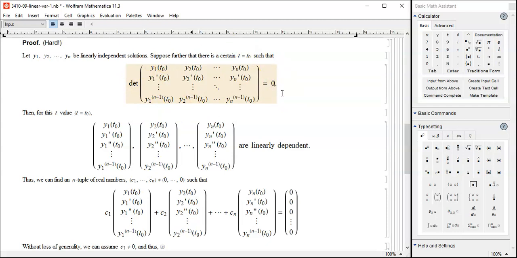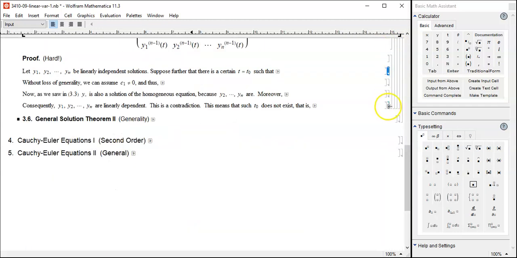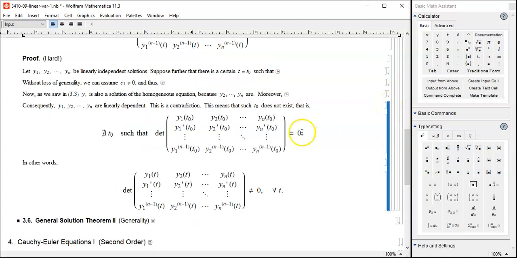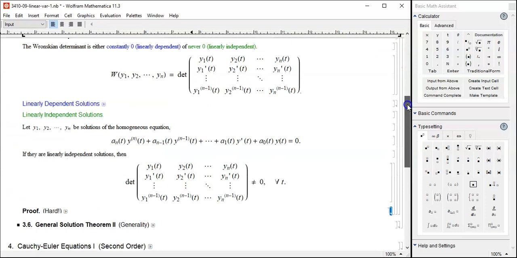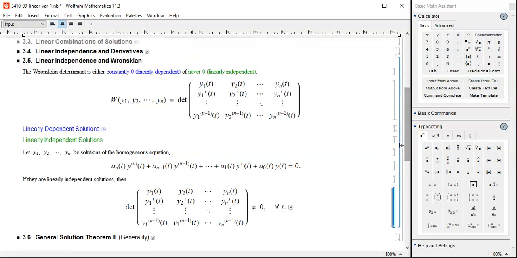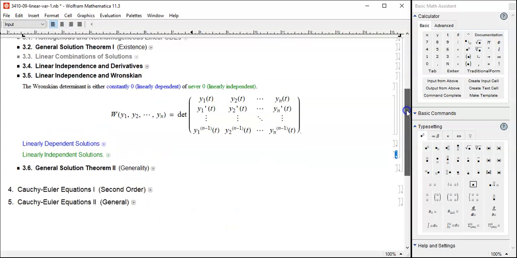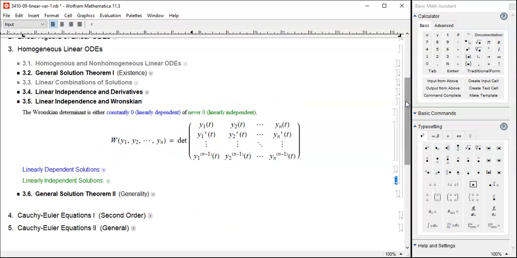Let's suppose there is a certain t0 so that the determinant is 0. Otherwise, we just use all that rigorous logic. So that's got to be false. So such t0 does not exist. So the determinant becomes 0 for no such t0. In other words, it's always non-zero. So there goes the proof. The Wronskian determinant is either identically 0 for the linearly dependent case or never 0 for the linearly independent case.